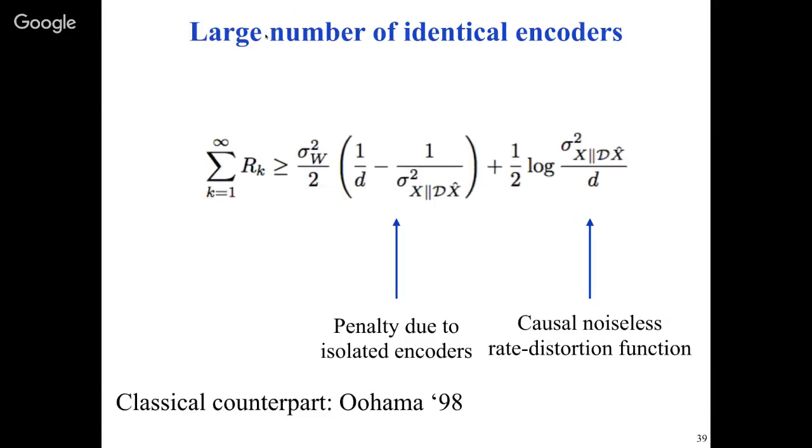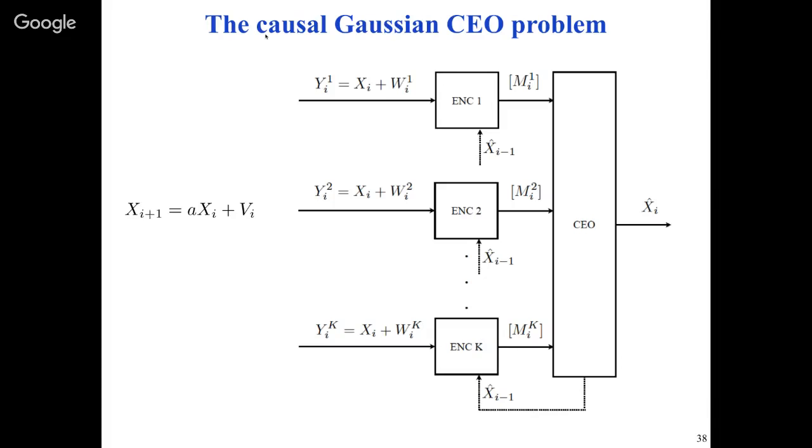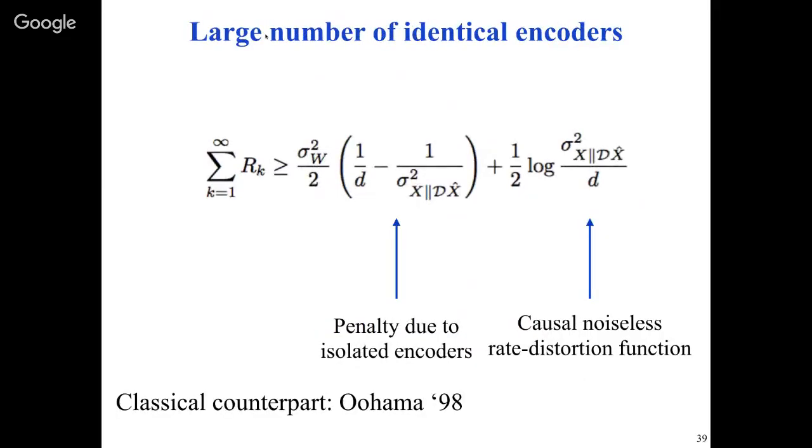And I'm just going to give you one formula. We looked at the symmetrical version of this problem, and we studied the achievable sum rate, and we gave a formula for that. This is a special case of that formula in the limit of a large number of identical encoders. So think of it this way: you have very, very large numbers of encoders. As k goes to infinity, what's interesting is that the sum rate you need is still finite. The expression here on the right-hand side is still finite, even with an infinite number of observers.